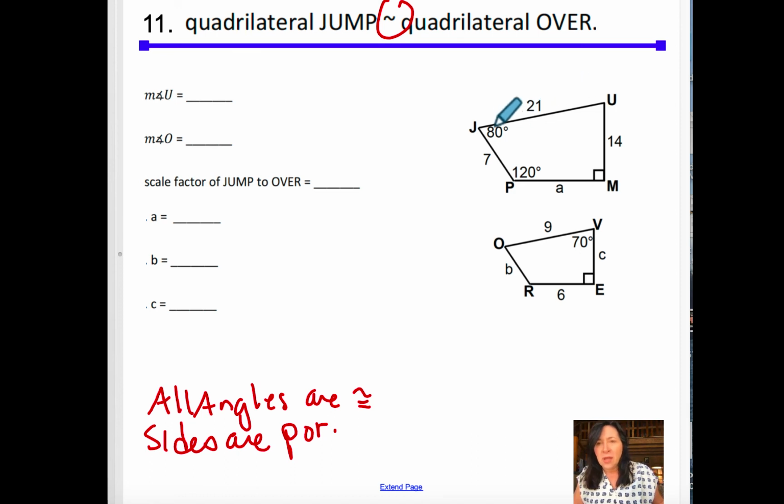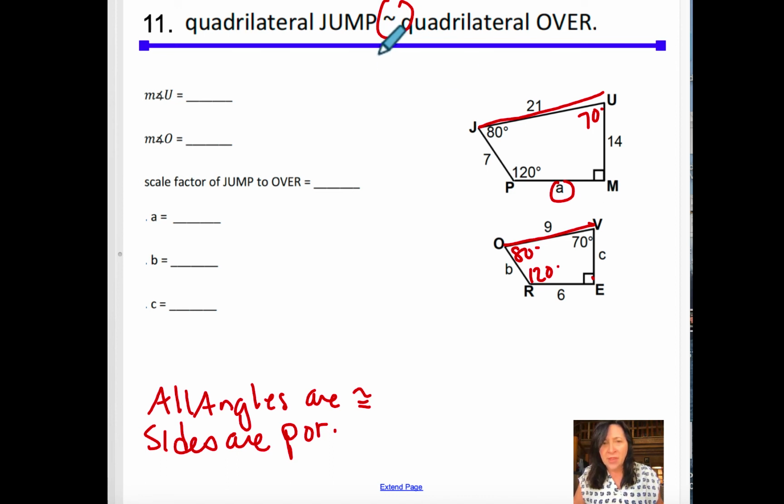And so 70 is here, and I know that's 90. That has to be 120 degrees, and that has to be 80, because all the angles have to match up. Okay, so additionally, the sides have to be proportional. So I need to find little a. In order to find little a, first I need two sides that I can compare to find the scale factor. And the only two sides that I have are 21 and 9.